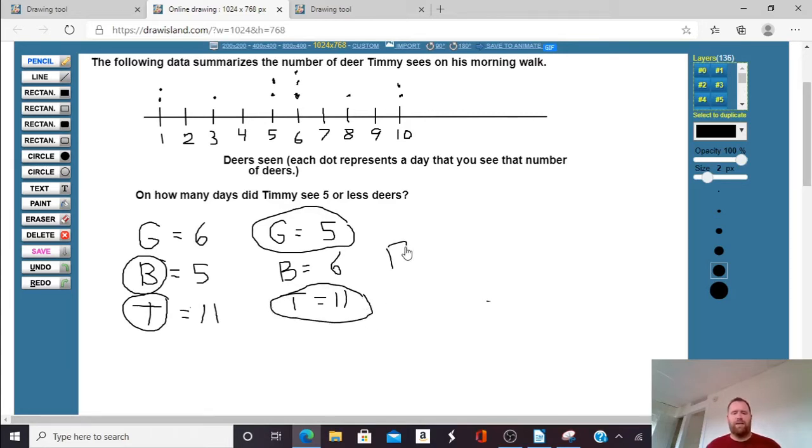Either way, the probability of 5 or less is going to equal the amount of times he saw 5 or less, which is 5 times, over the total, which is 11, which, if you put that in decimal form, it's 0.5 repeating, and if you round to 2 decimal places, it's going to be 0.56.